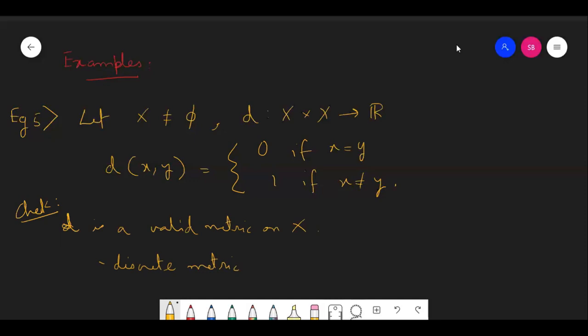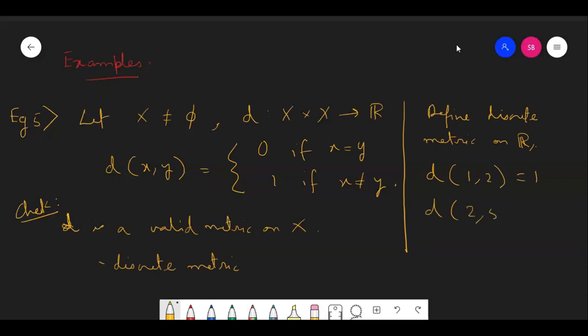So you can define the discrete metric on R. That will be a similar definition. In that case, what is the distance between 1 and 2? It is 1. What is the distance between 2 and 5? It is also 1, right? So it is a weird metric. You can't think of it intuitively, but it is a metric. It is a proper metric you can define on any set.